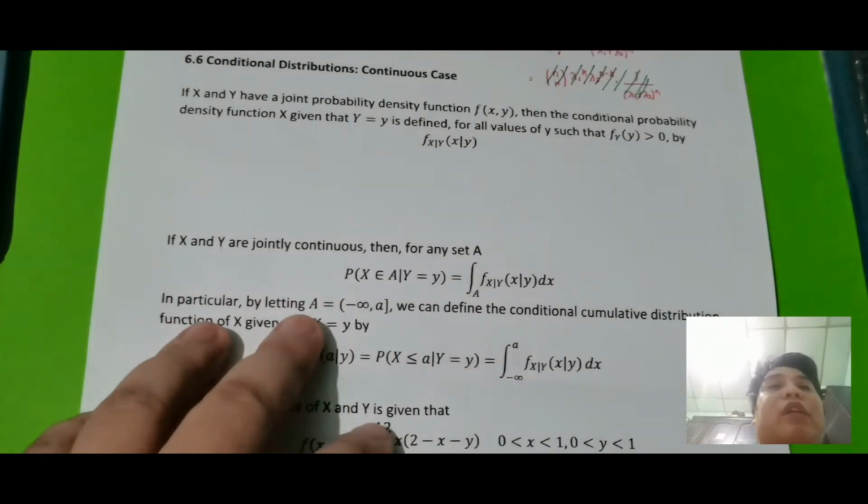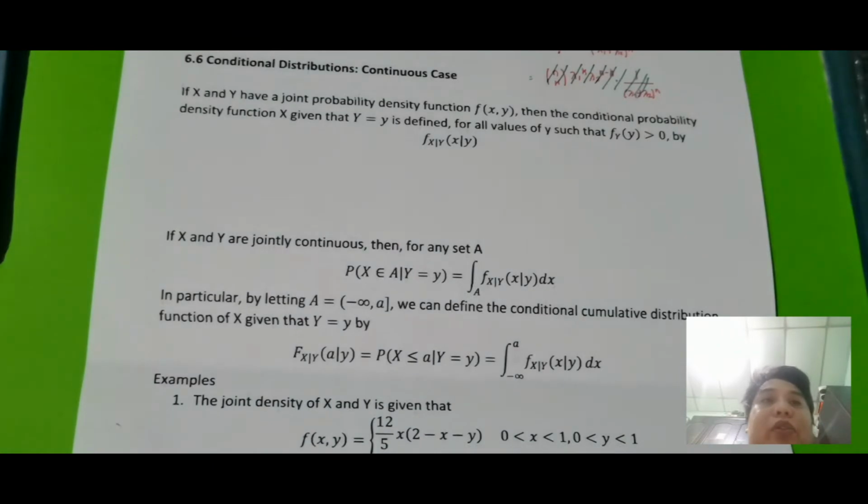So in this video, pag-uusapan naman natin yung conditional distribution, continuous case. So napag-usapan natin yung discrete case, pag-usapan naman natin paano pag continuous case. Okay? So again, if x and y have a joint probability density function f of x comma y, then the conditional probability density function of x given that y is equal to y is defined for all values of y such that the marginal density f sub y of y is greater than 0. So probability density function yan.